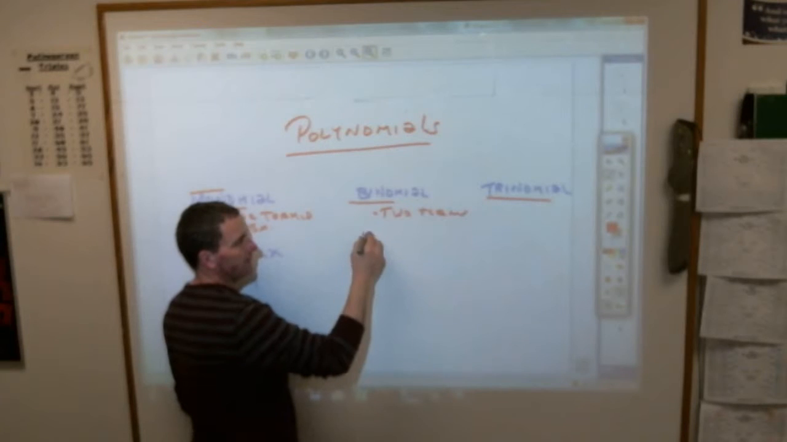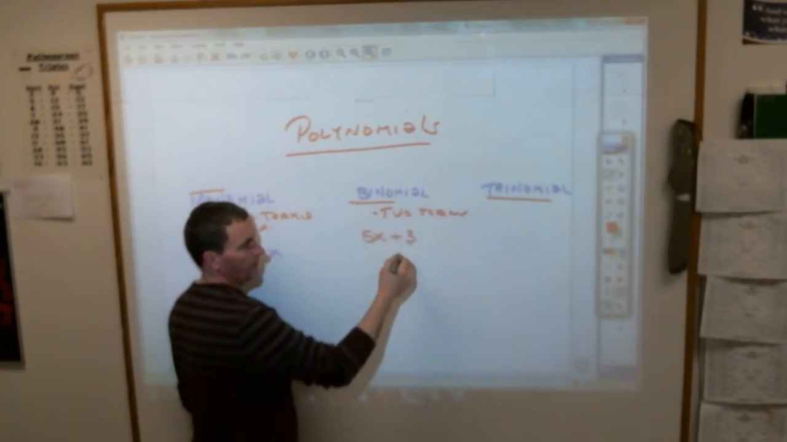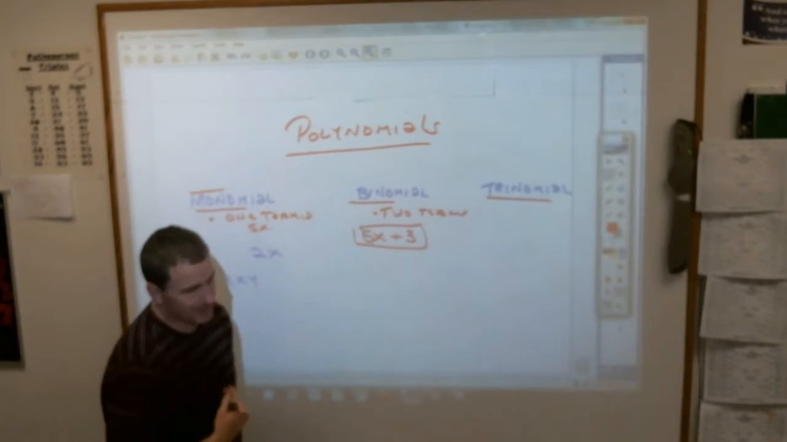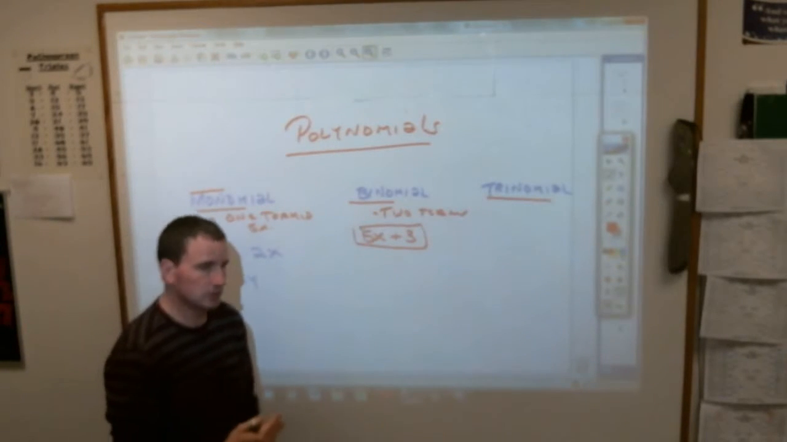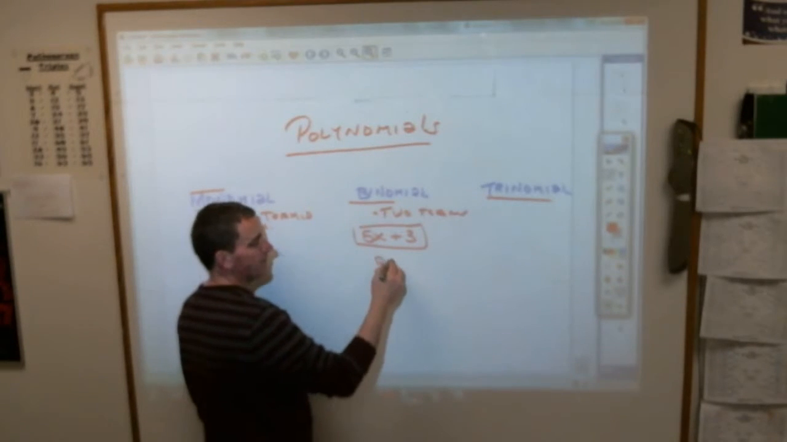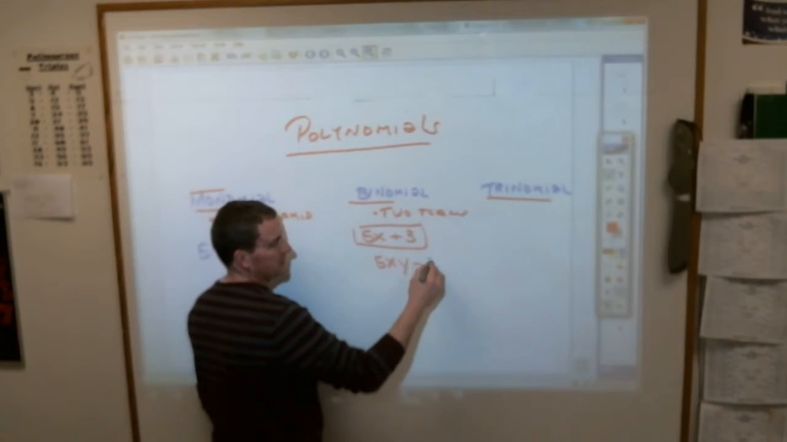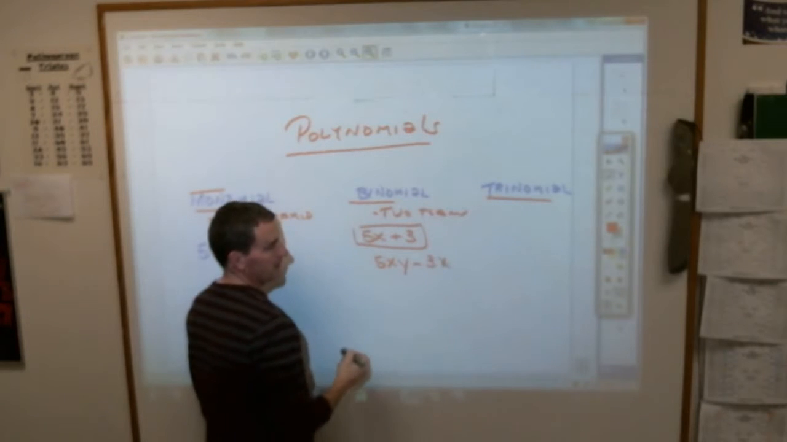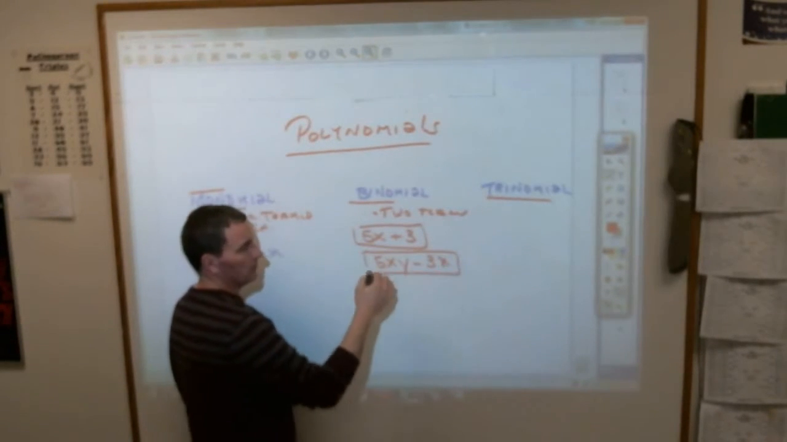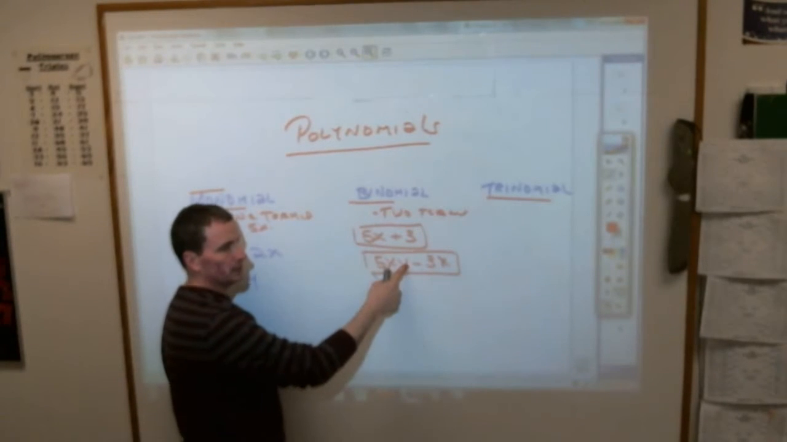Okay, 5x plus 3. 2 terms. 2 terms that you can't put together. You couldn't put 2x plus x because you could combine 2x with it. 5xy minus 3y, or x, let's make it x. 2 terms. Terms are separated by addition and subtraction signs.